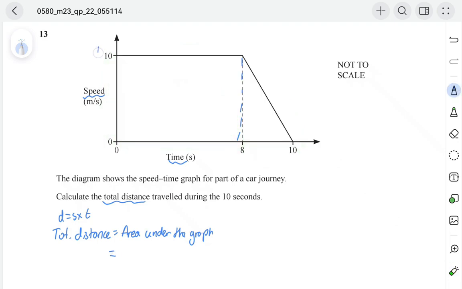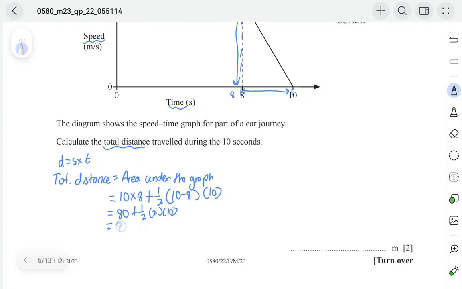For the rectangle, it's a height of 10 and length of 8. For the triangle, it's half times the base, it's 10 minus 8, as we're only interested in this time here, times the height of 10. So that equals 80 plus half times 2 times 10 is equal to 80 plus 10, which is equal to 90 meters. Therefore, total distance is 90 meters.